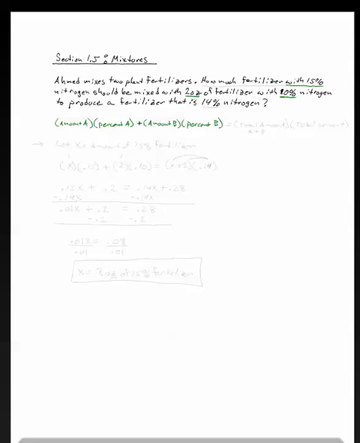or 0.10. So we have the amount of A times the percent of A, plus the amount of B times the percent of B, equals the total amount, which is really just A plus B, times the total percent. And the total percent we want at the end is 14%.